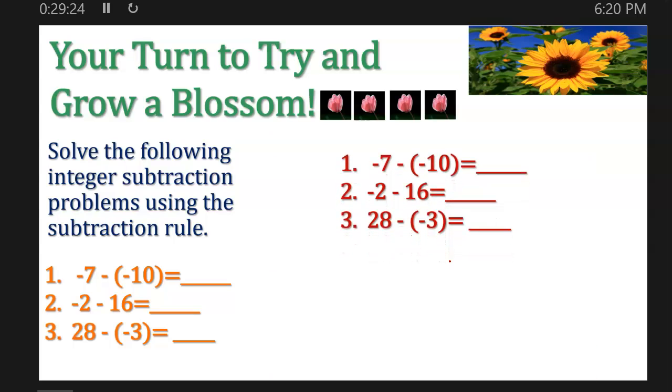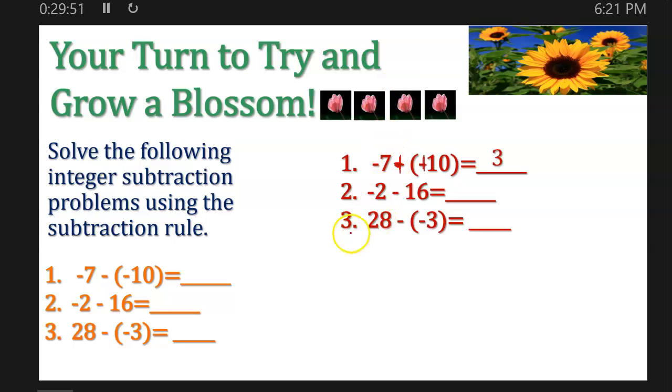Alrighty, now we've got negative 7 minus negative 10. So if I did a keep, change, that would change to a plus, and that would change to a positive. So again, when we have a positive being added to a negative, we need to subtract them and keep the sign of the larger absolute value, which in this case would be the positive 10. So our answer is positive 3.